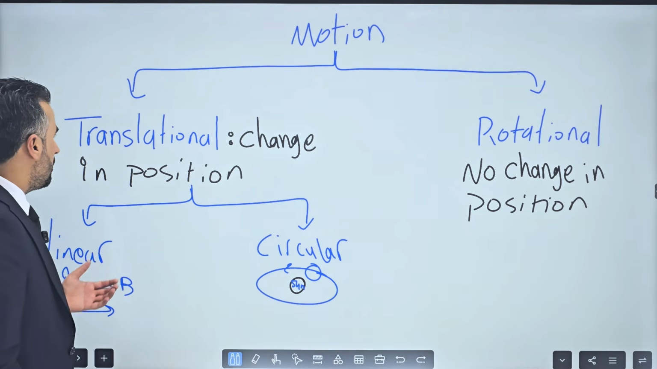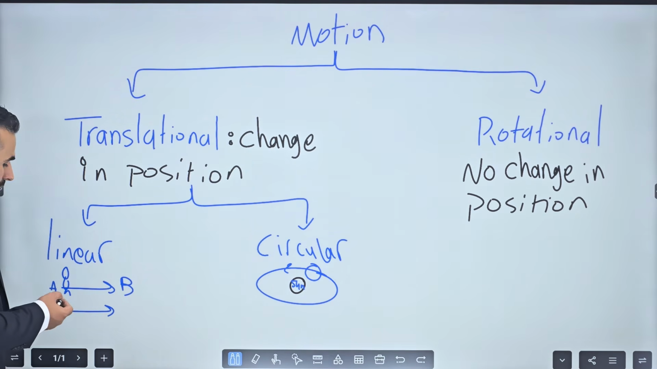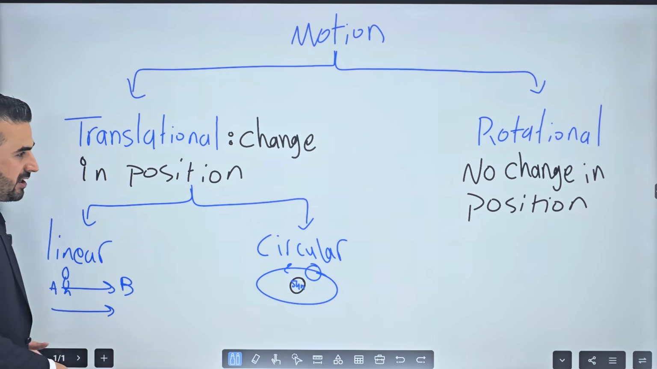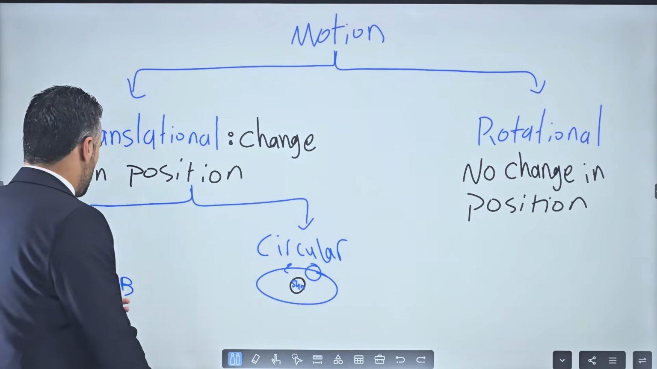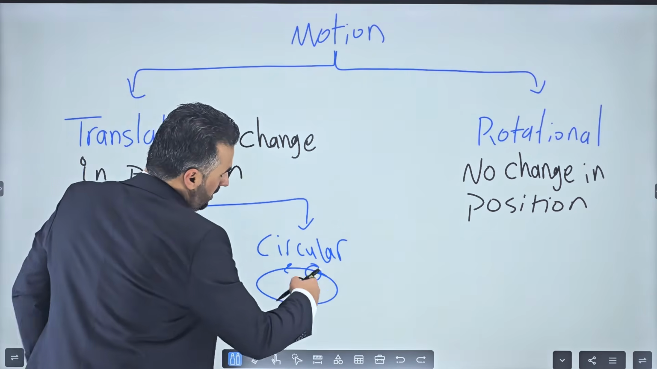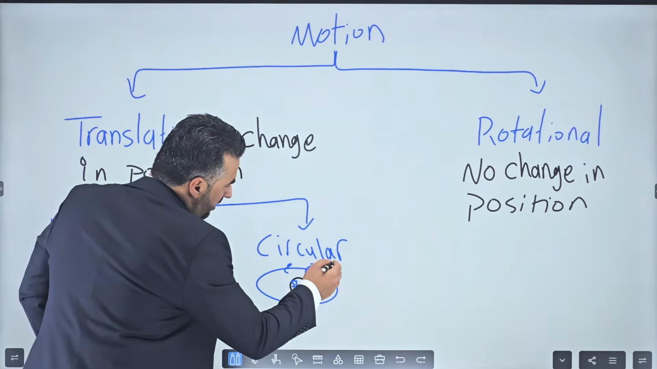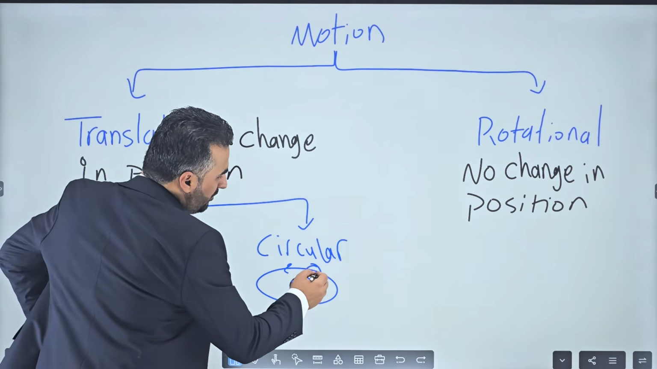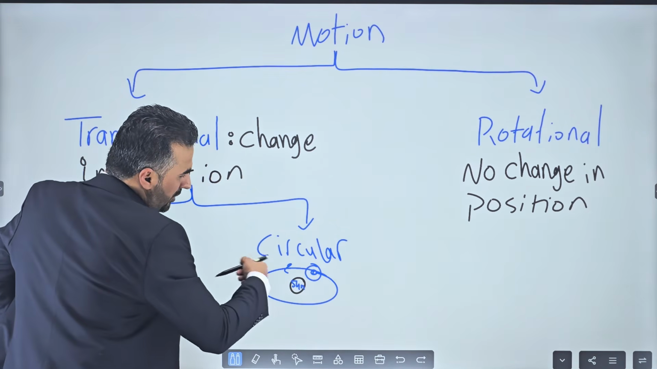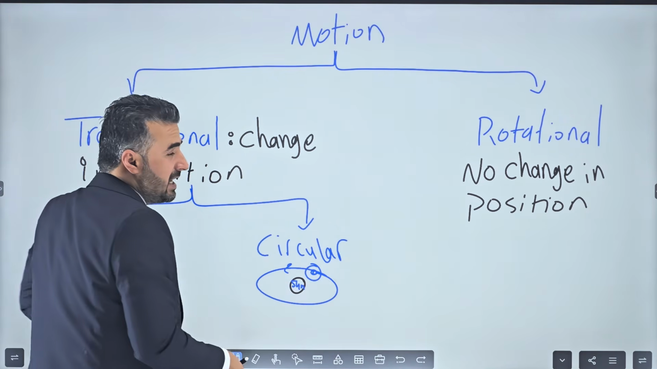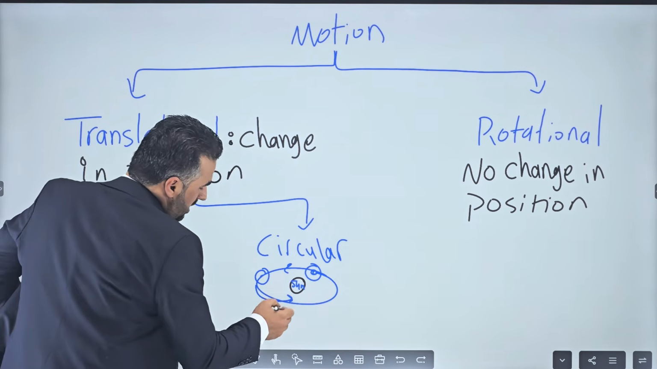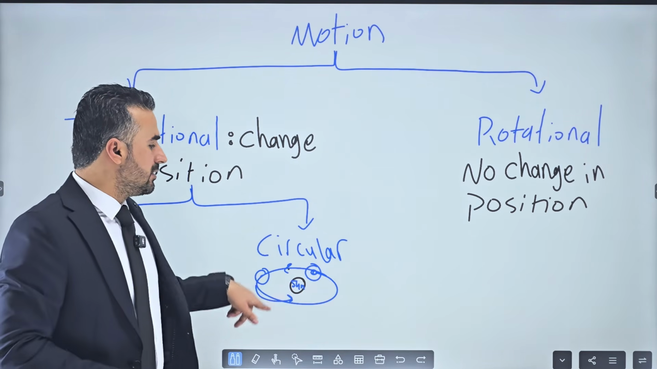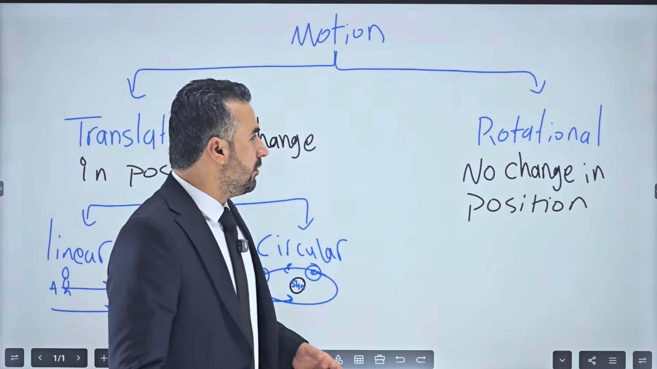The reason why we call these translational is that when objects go from one point to another, they are changing their location, whether it is linear or circular motion. Even for circular, at some point Earth is here, and at some other point, in a different season, it is going to change its location.